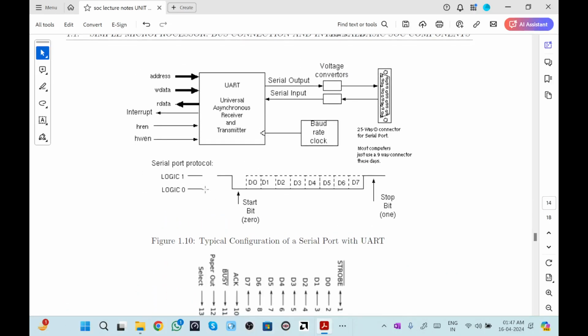So this is the basic block diagram of the UART. We have different pins over here: address pin, write pin, read data pin, interrupt pin, and these are the handshaking signals. The output is connected to the voltage converters, and then this is the whole VGA converter, we can say a two-way connector, and then it is controlled by the baud rate.